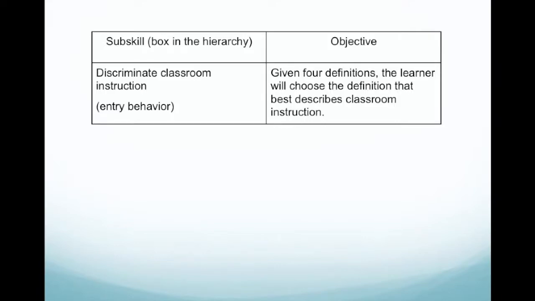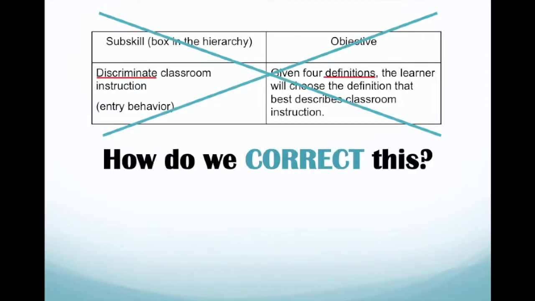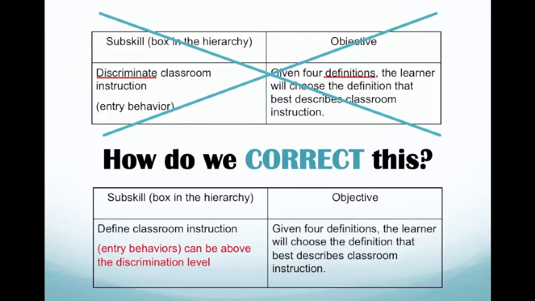Let's take a look. Over here in our subskill we have the word discriminate, and it is an entry behavior. But in the objective we have 4 definitions. That definitely does not match. So how do we correct this? Instead, we should use the word define when we're talking about definitions. Note that entry behaviors can actually be above the discrimination level. It doesn't matter what level you use. Entry behaviors are any of the subskills that the learners already have.